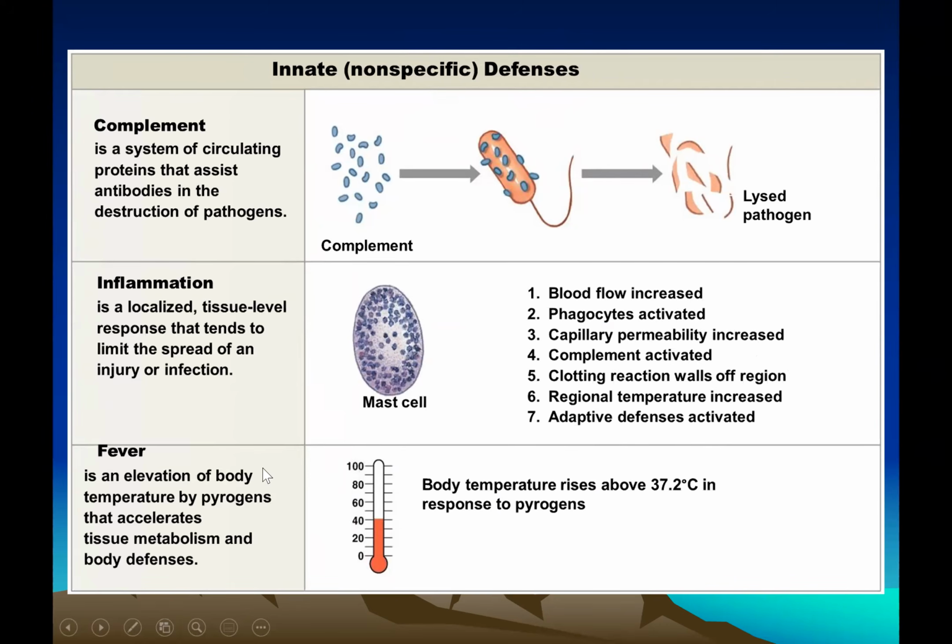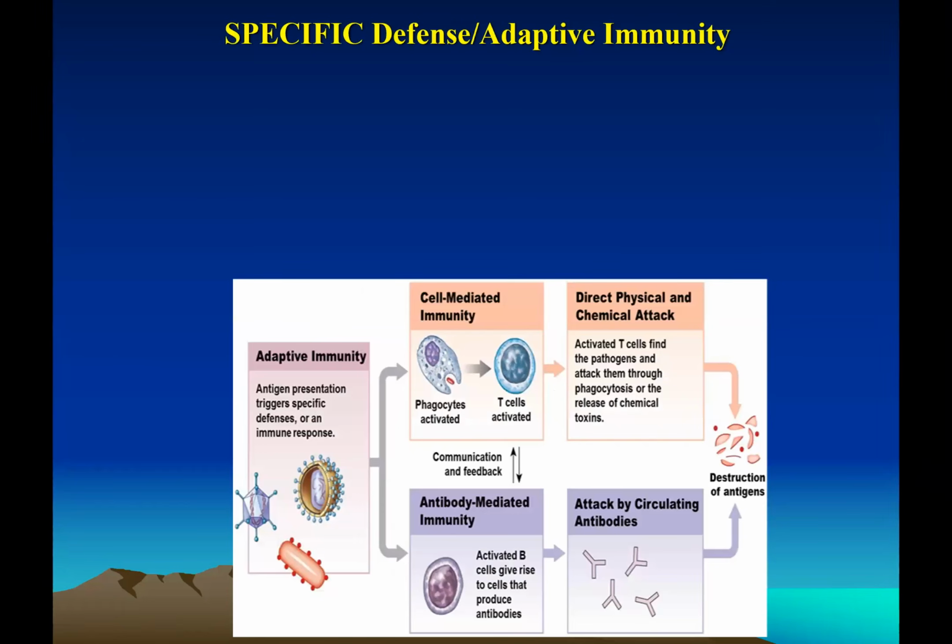Fever. Once the hypothalamus picks up the signal that there is a load of bacteria in the system, it will raise the body temperature. That's when you get a fever. It's called elevation of the body temperature by pyrogens. The reason for this is to accelerate the immune system and to accelerate metabolism in your body. So all these are examples of the non-specific or innate immune system.